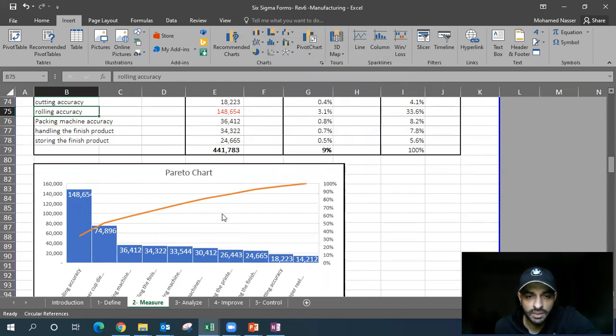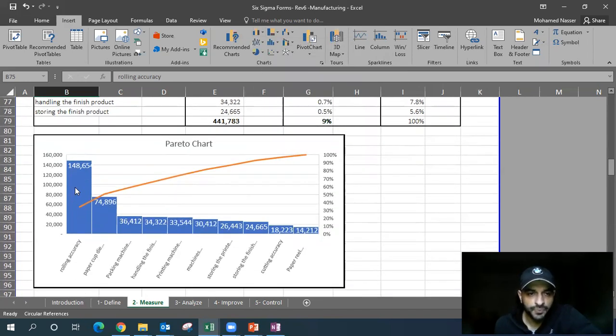I cannot find it now, but I created it here. Pareto will tell you the most impactful or important factors that have the majority of the defects. You know, Pareto is 80-20, so 80% are coming from the first items, the first 4 or 5 items.